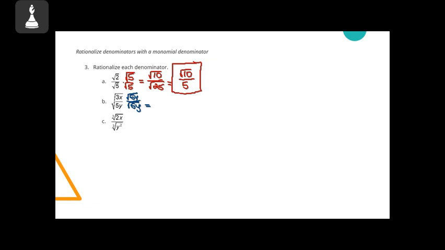So on top, 3 times 5 is 15. There's an x and a y. And on bottom, 5 times 5 is 25. y times y is y squared. We have made a perfect square in the denominator. I'm not going to touch my top. It is still a square root of 15xy. But on bottom, the square root of 25 is 5, and the square root of y squared is y, because 2 goes into 2 one time. This is the final answer.